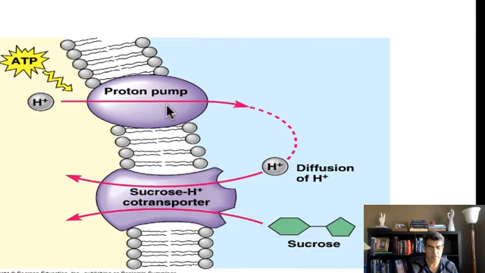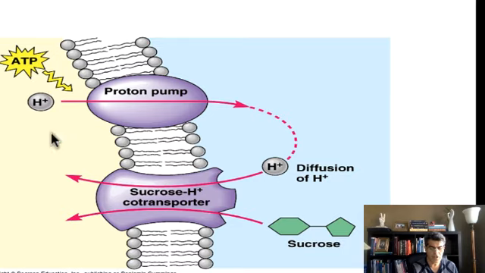What's the function of the proton pump? It's a pump that pushes protons against the concentration gradient. The majority of the protons are outside the cell. Inside the cell, we have less proton. Proton wants to get back inside the cell.